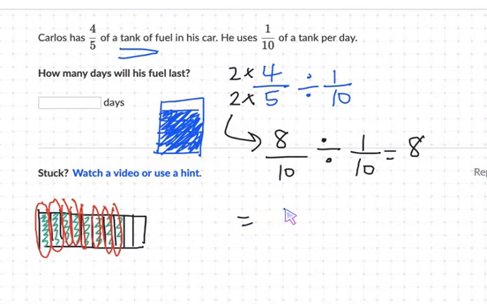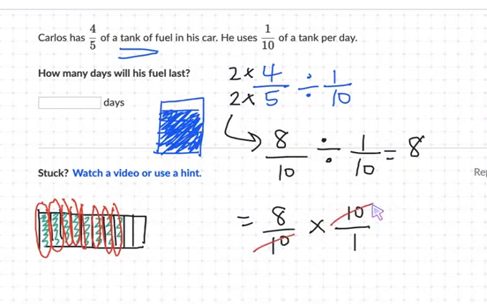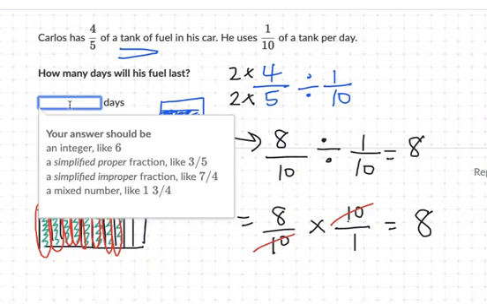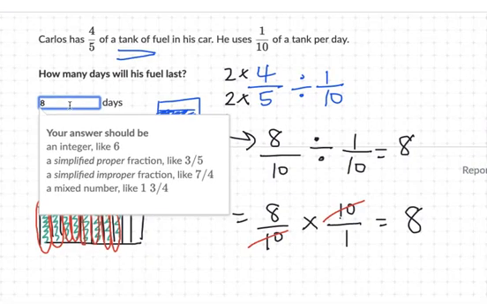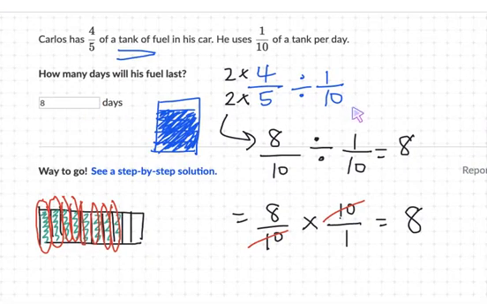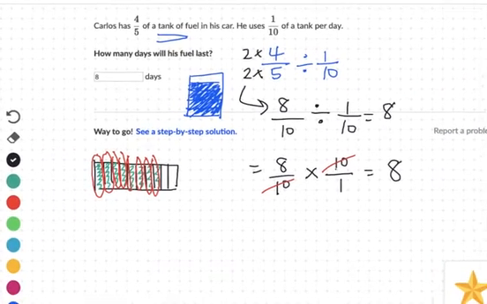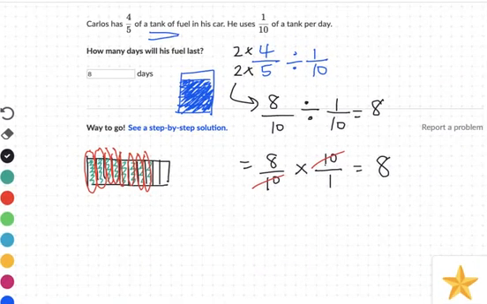I could also solve it with my algorithm method: change that division to multiplication, change the 1/10 to 10/1, and multiply. I can cross-reduce these 10s because they're just repetitive there. 10 divided by 10 is still 1, and I would get 8. So in both ways, I would get 8. Okay? So 2 different ways to solve that problem. You're going to have to set up your equation on your own.